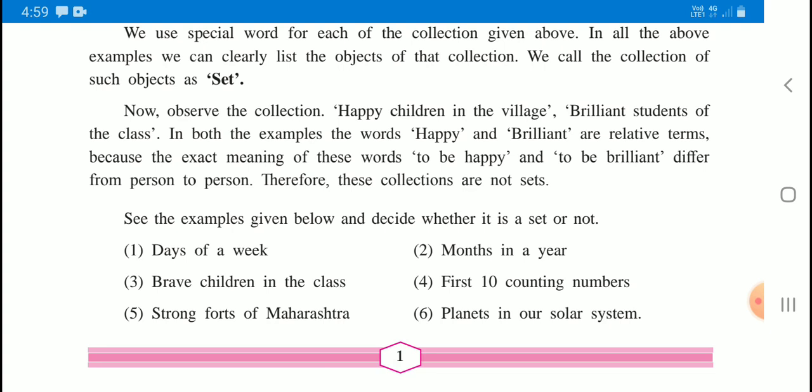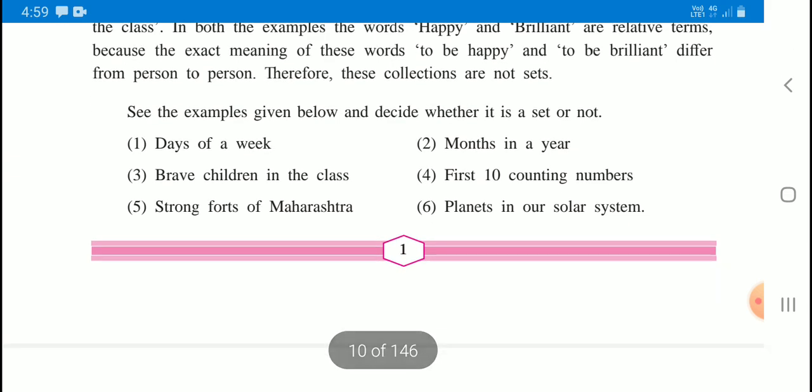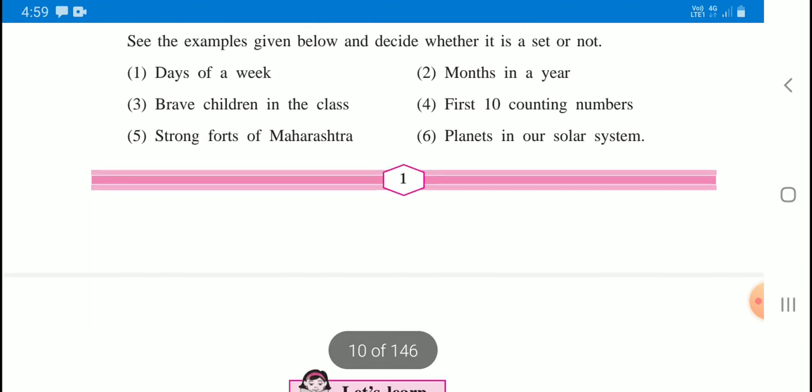Here they have given 6 examples. Before that, again keep in mind, a set is a well defined collection of objects. So you have to decide whether these are sets or not: the days of a week, months in a year, brave children in the class, first 10 counting numbers, strong forts of Maharashtra, and the planets in our solar system. You have to write this in your notebook.